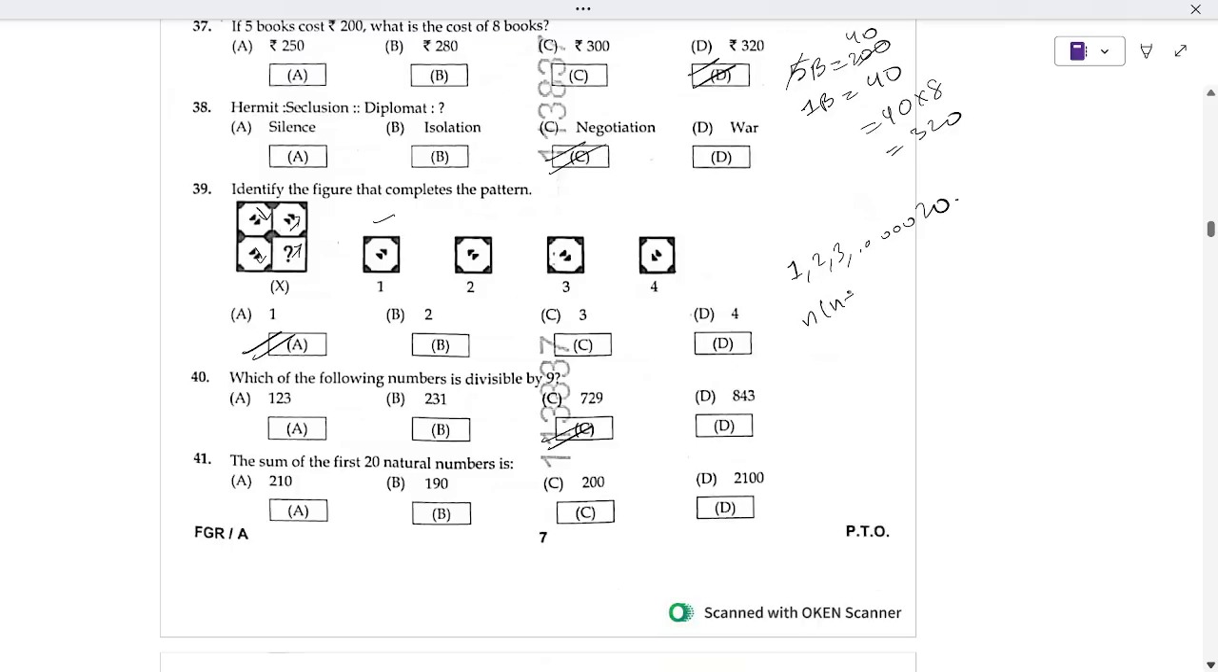N into N plus 1 by 2 is the formula to find the sum, where n is the last number, 20. So here 20 into 20 plus 1, divided by 2, that is 10 times 21. So this is nothing but 210. 210 is the answer. Right, 210. A is the answer. Next.